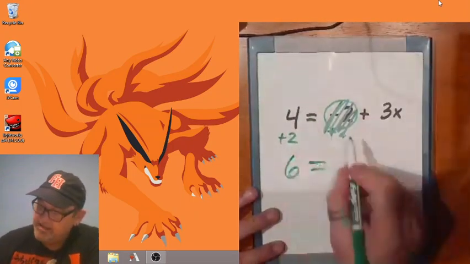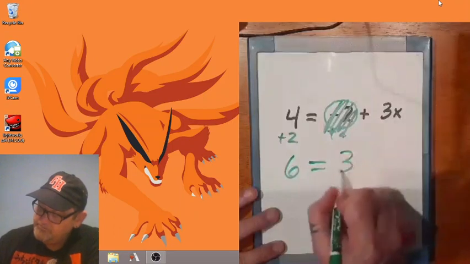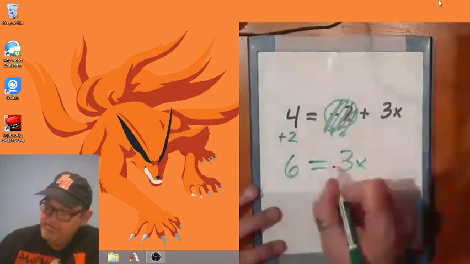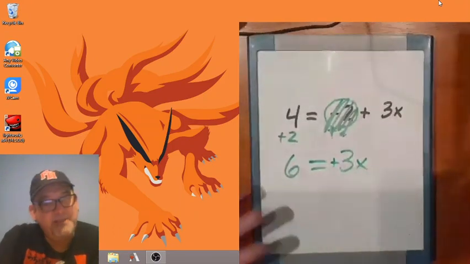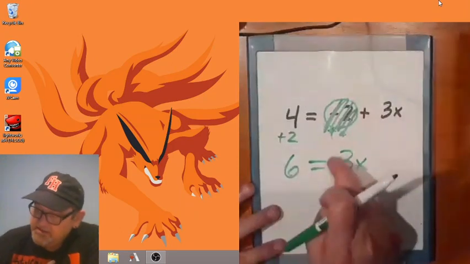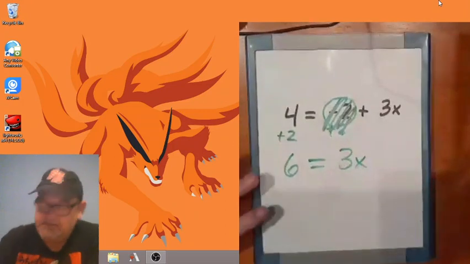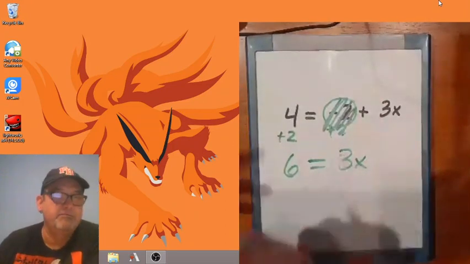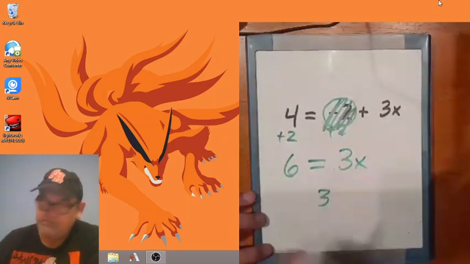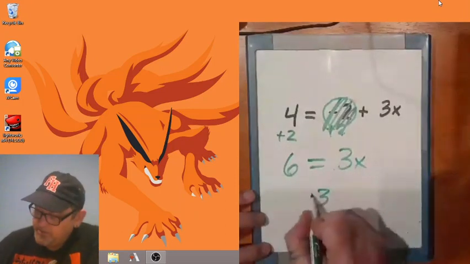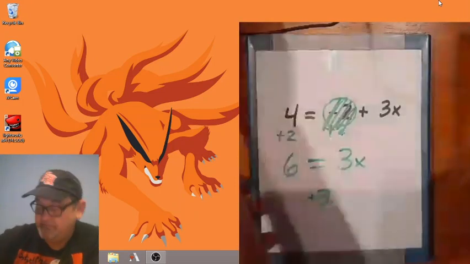So 4 plus 2 is 6. Equal sign comes down, and I'm still left with 3x. I don't need to bring the plus sign down because the way math is, if it's just a number, it's assumed to be positive unless there was a negative sign there. So this is positive 3. I don't have to put a plus 3 in front of it to say it's positive 3. Okay?